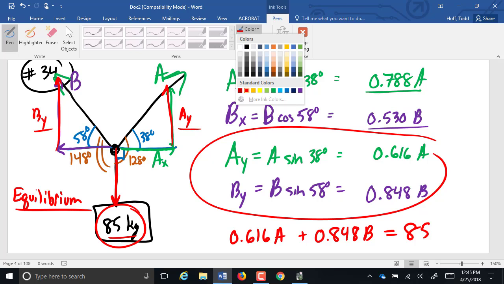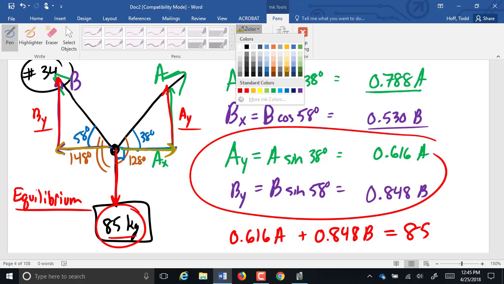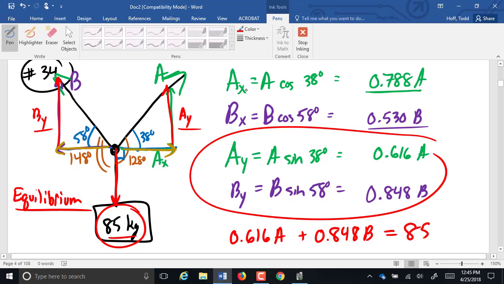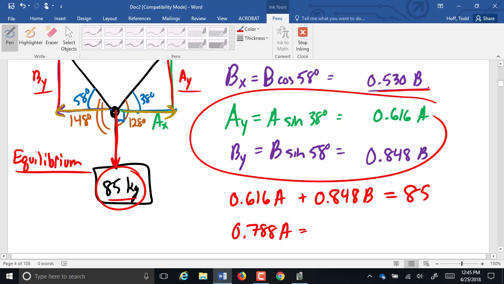Now then in the horizontal direction, our sum of forces has to be 0 as well. Well, B points to the left and A points to the right, so those forces are in opposite directions. The magnitudes of those forces have to be equal. So 0.788A has to equal 0.530B.